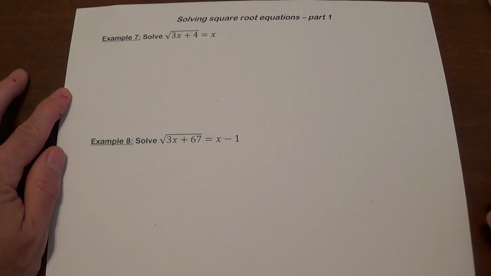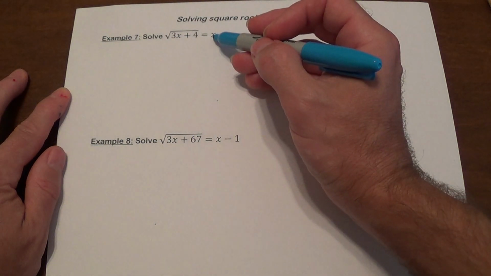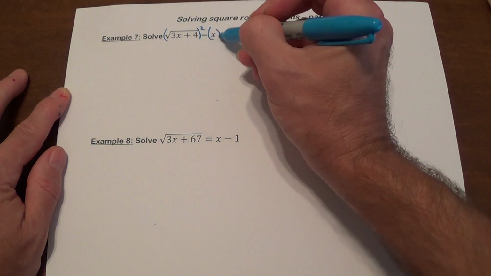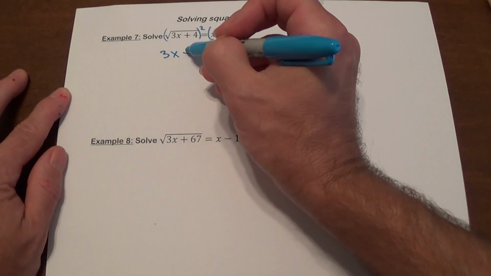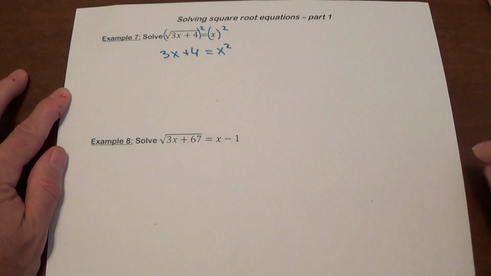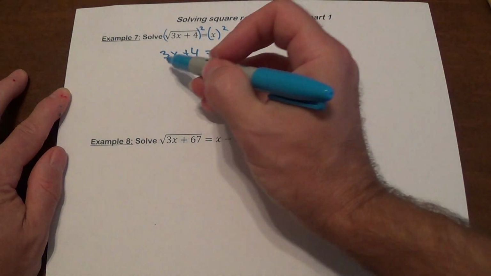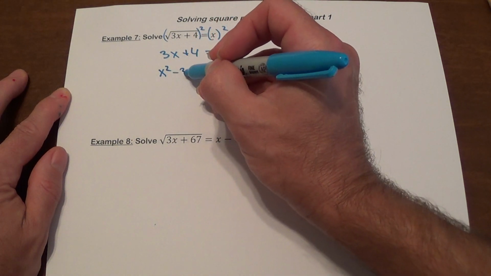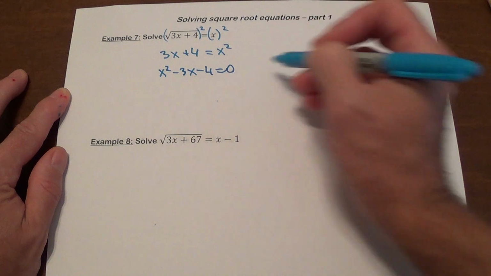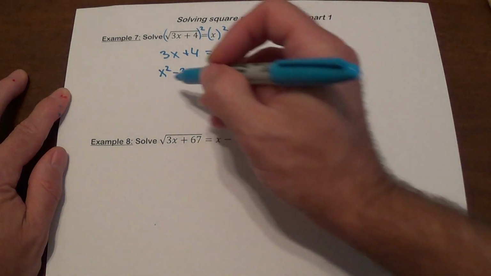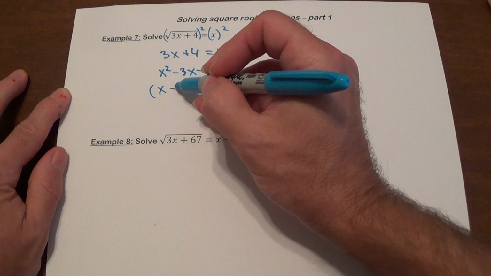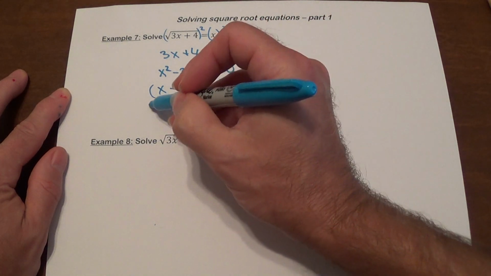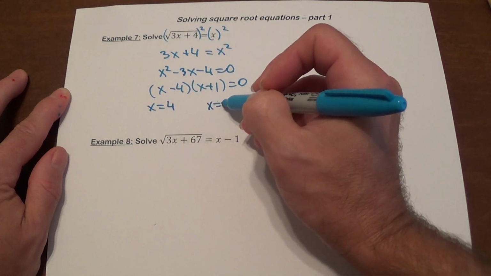Next one. Good to go. The square root is alone. We are going to square both sides. You're going to have 3x plus 4 equals x squared. Again, it looks like a quadratic equation. We're going to have to subtract these two terms here to get 0. Our resulting equation is going to be x squared minus 3x minus 4 equals 0. This one can be solved by factoring. (x minus 4)(x plus 1) equals 0. And we're going to get x equals 4 or x equals negative 1.